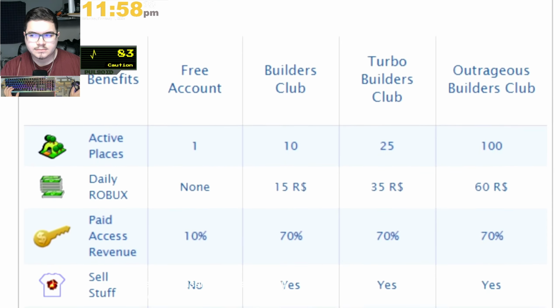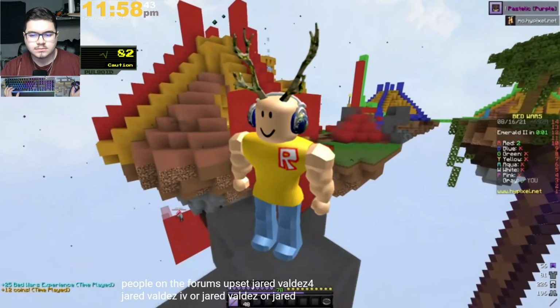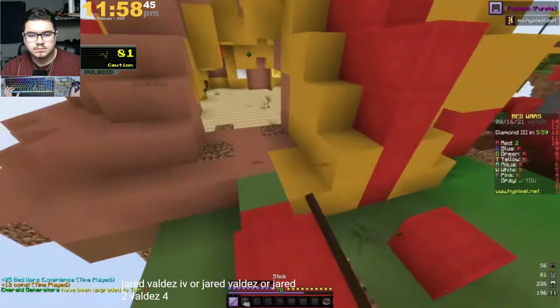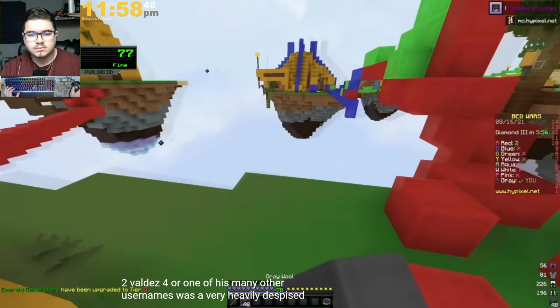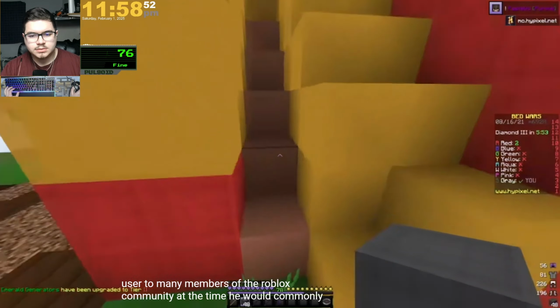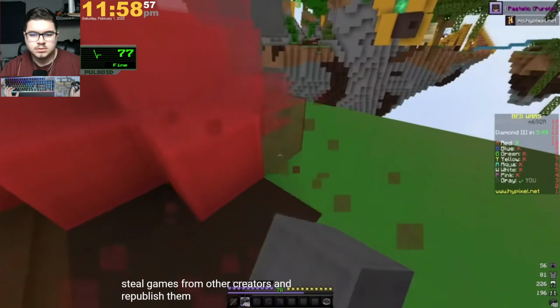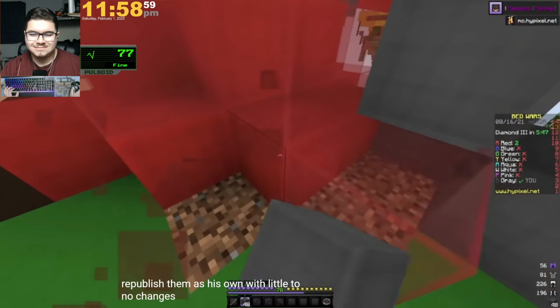Swordfight on the Heights 4 was locked to Builders Club users, which made many people on the forums upset. Jared Valdez, or Jared2Valdez4, or one of his many other names, was a very heavily despised user to many members of the Roblox community at the time. I don't know who he is. He would commonly steal games from other creators and republish them as his own with little to no changes and make Robux off of it.